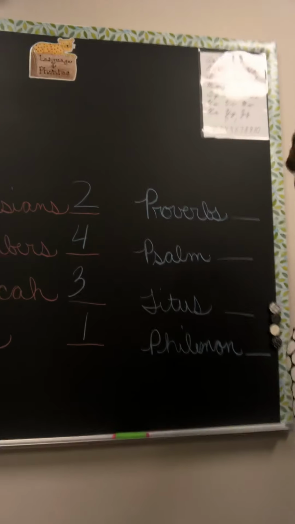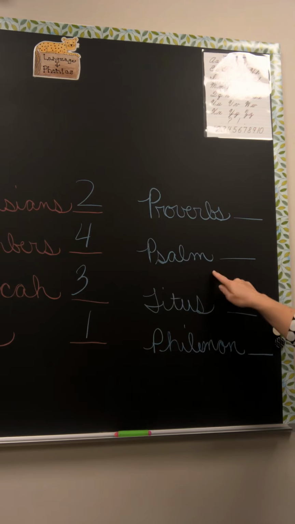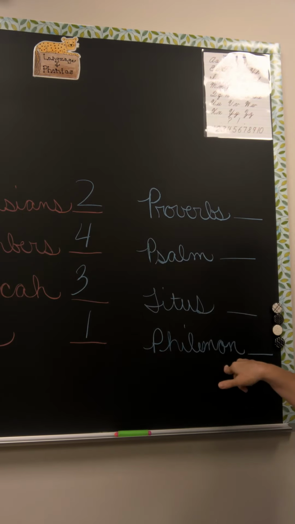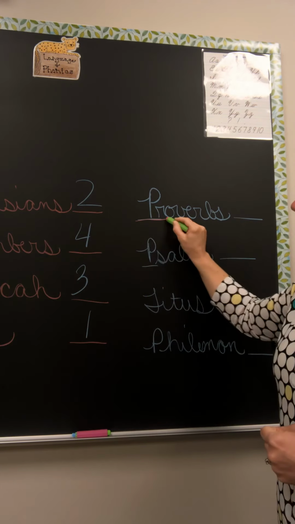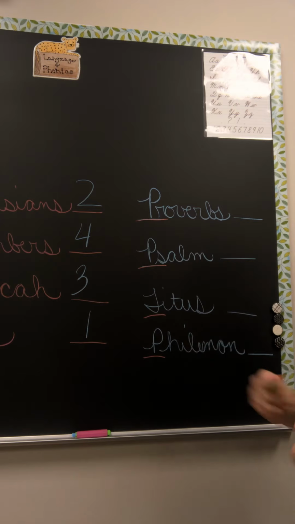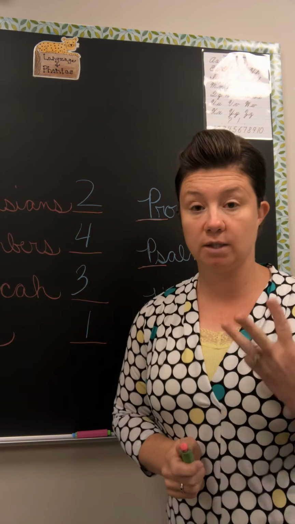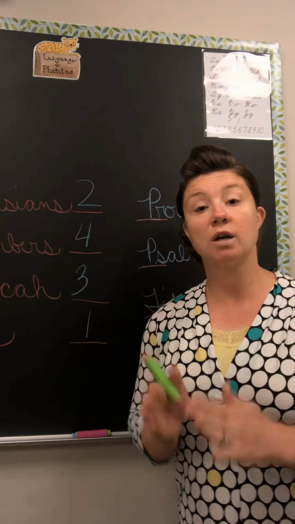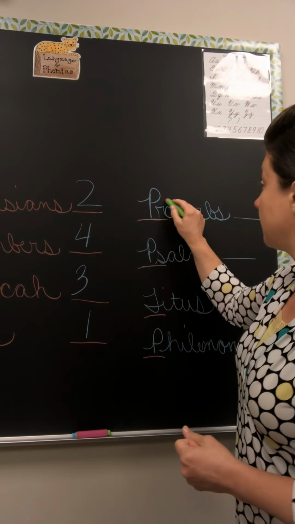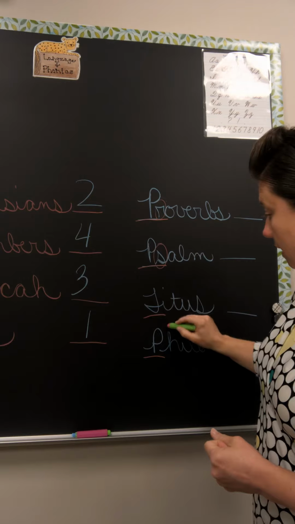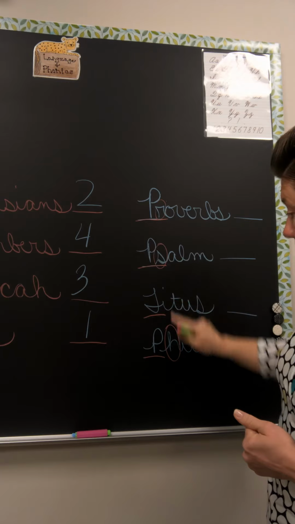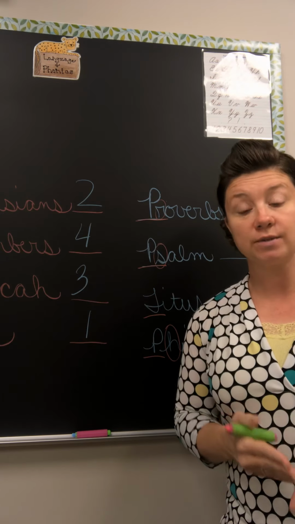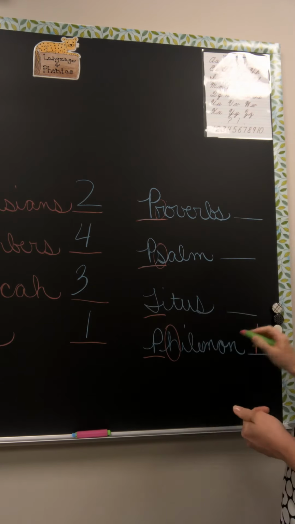Now over here, I've got some more books of the Bible, okay? And we've got Proverbs, Psalm, Titus, and Philemon, okay? Now if you will notice, I have 3 words that start with P, okay? So I've got to move to the second letter. I've got PR, PS, and PH. Which one's going to come first? An R, an S, or an H? Hopefully you said an H, so Philemon's going to be our first one.